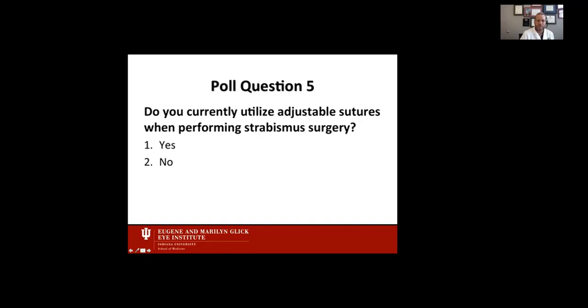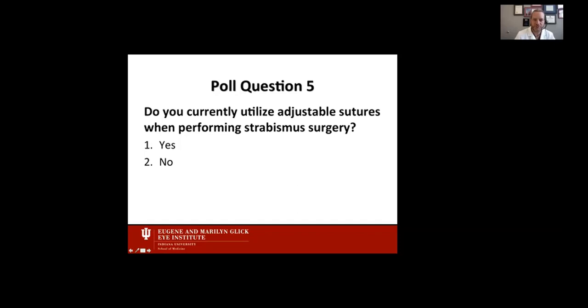All right, so adjustable sutures. This is always an interesting topic and one that people are very passionate about, for or against. I'll let you know right ahead that I have done adjustables, and I do them very rarely at this point in time. I don't find personally that I use them a lot, but let's see what all of you do. So a first poll question.